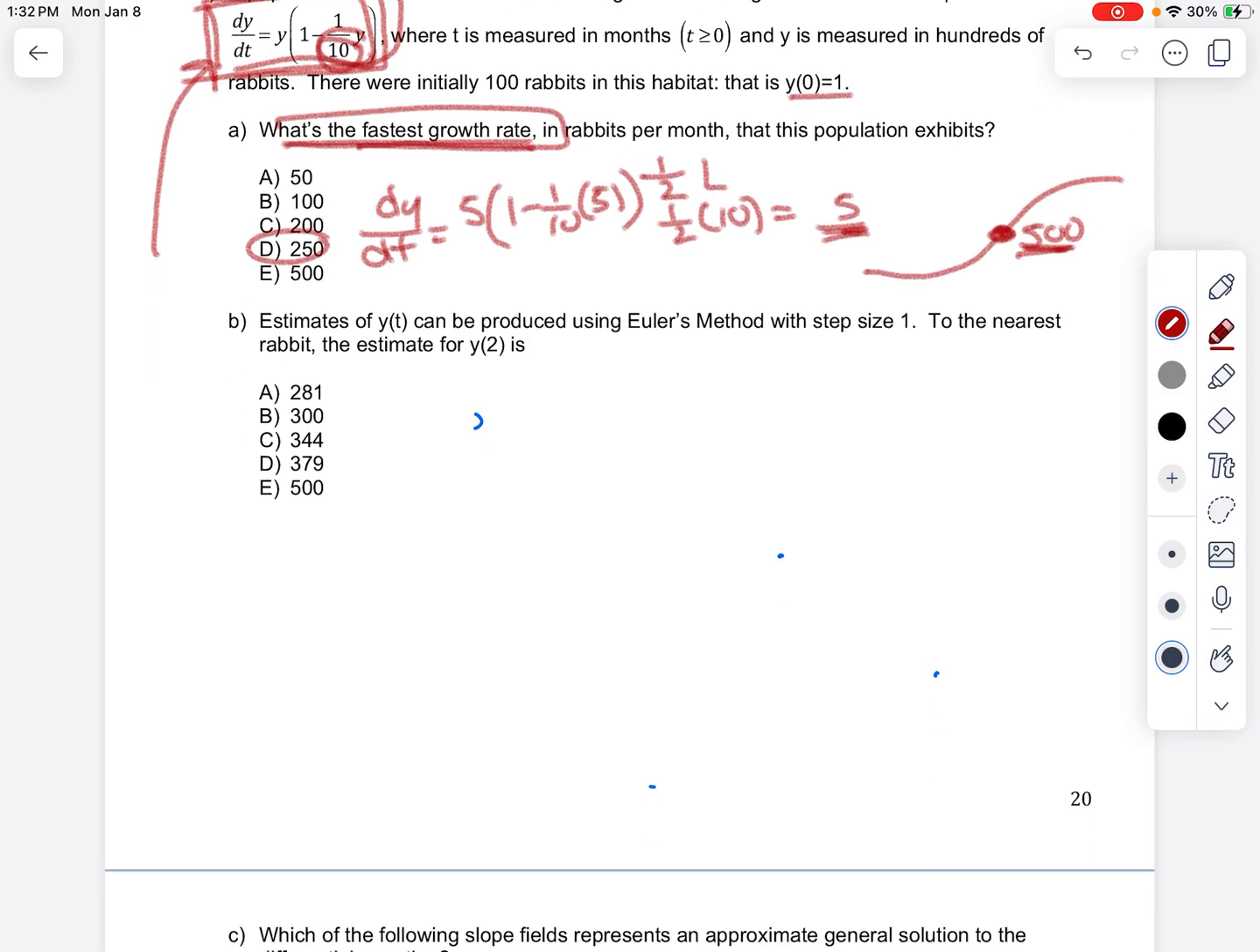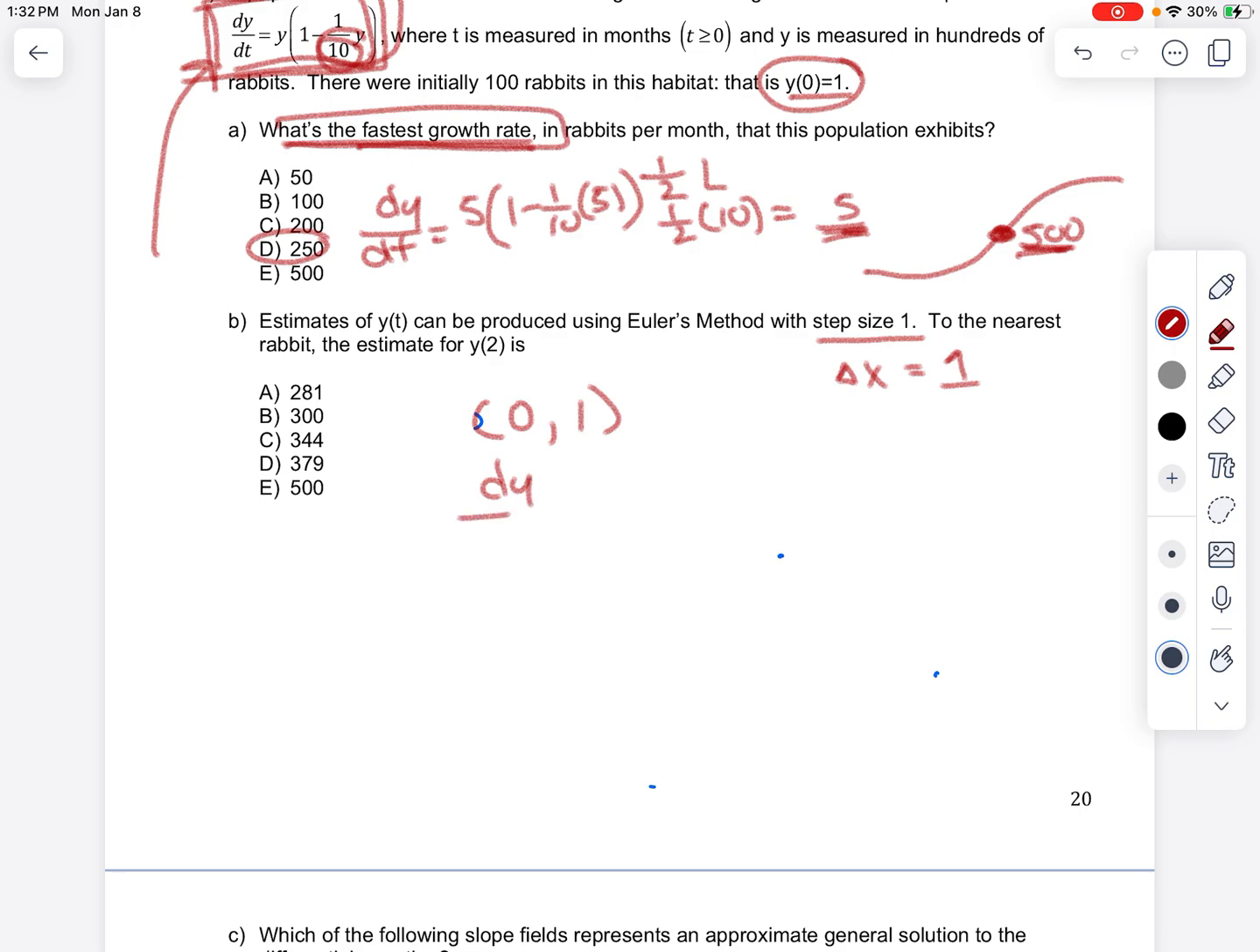Now, we're going to do the same problem using Euler's method. So remember, Euler's method is where you do an approximation using like a table idea. So we're going to start with the initial value that they gave us. So at time 0, we have 100 rabbits, or (0, 1). We're going to go up by a step size of 1. So your x's are always going to go up by 1. And we're trying to get to 2.